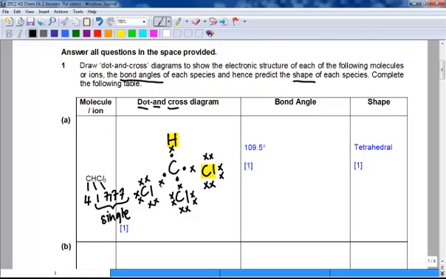For bond angle, we need to think about how many bond pairs and lone pairs. Around the carbon atom, we actually have 4 bond pairs and 0 lone pair. So that's why it will be tetrahedral and 109.5. This one you really have to remember the table in the lecture notes really well.